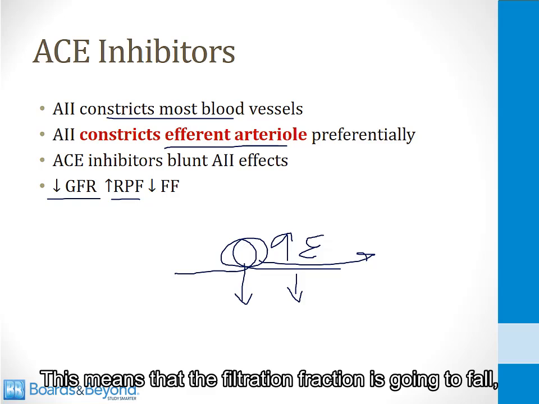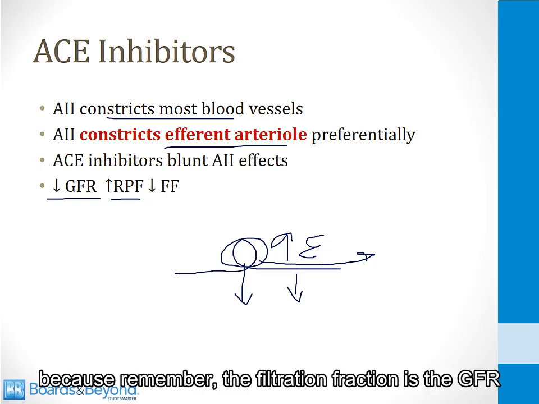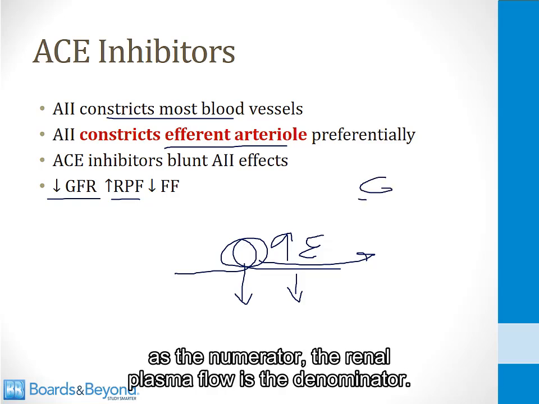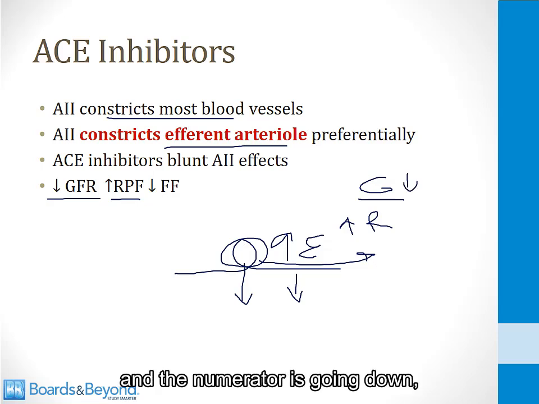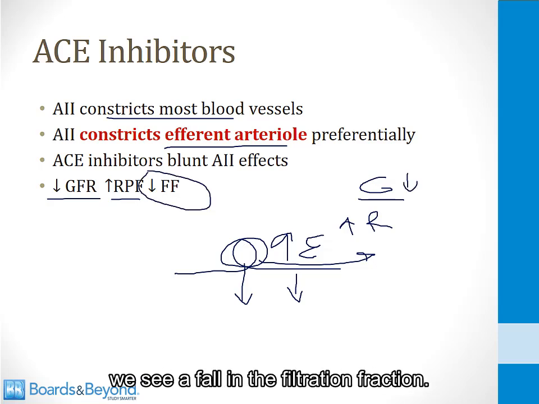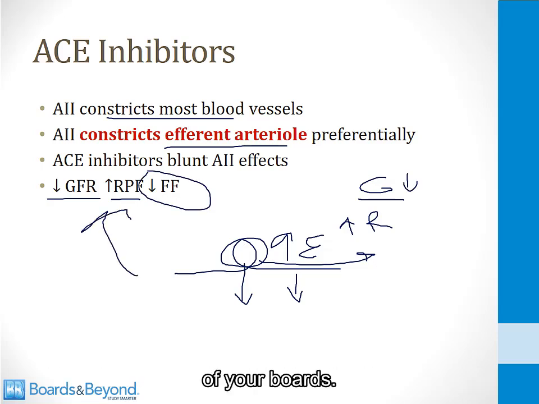This means that the filtration fraction is going to fall, because remember, the filtration fraction is the GFR as the numerator, the renal plasma flow as the denominator, and since the denominator is going up and the numerator is going down, we see a fall in the filtration fraction. They'd like you to know these effects for step 1 of your boards.